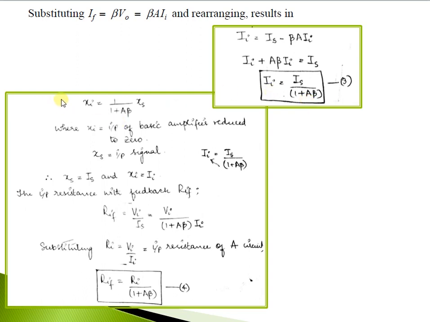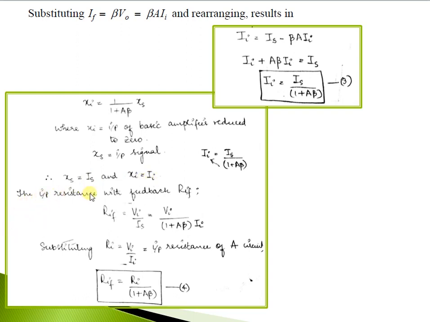So we have denoted Xi equal to Xs divided by 1 plus A beta, where Xi is the input of the basic amplifier reduced and Xs is the input signal. Xs in this case corresponds to Is, and Xi corresponds to Ii.